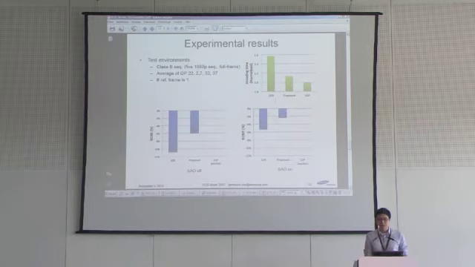This is the result of the proposed method. The green graph represents the encoding time. This time is normalized to low delay P coding. The low delay B coding is about 1.5 times the low delay P coding, but the proposed method requires only 1.15 times the low delay P coding, which reduces computation complexity by about 30%.